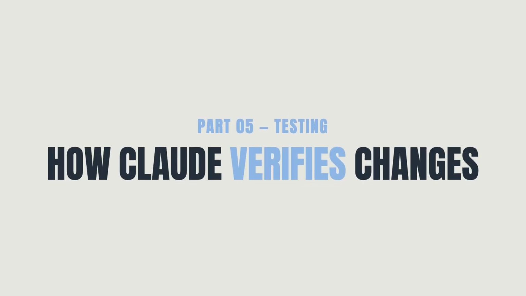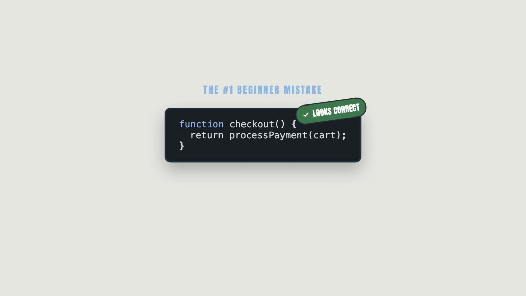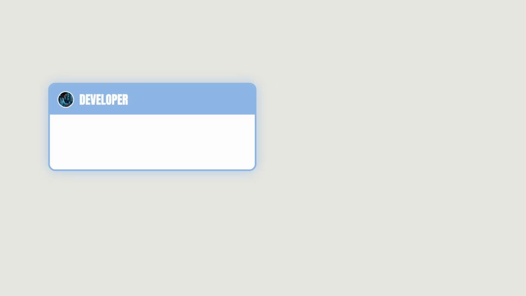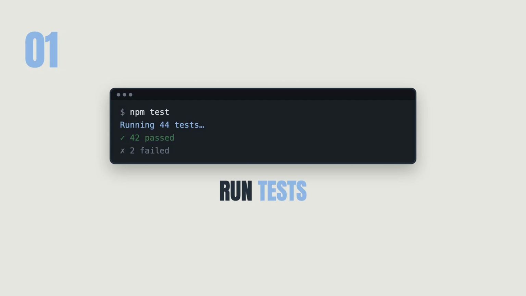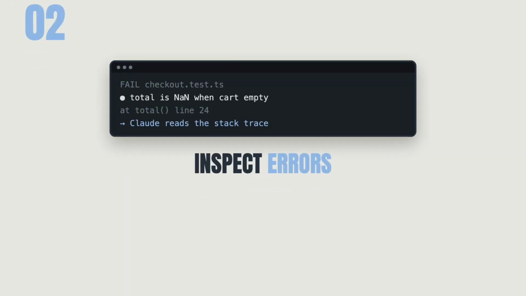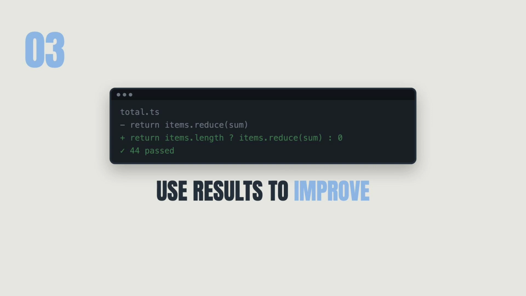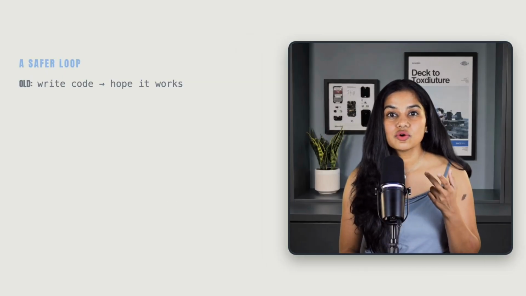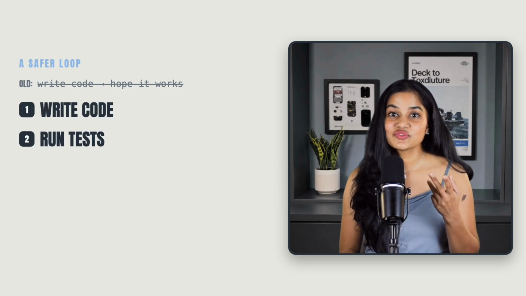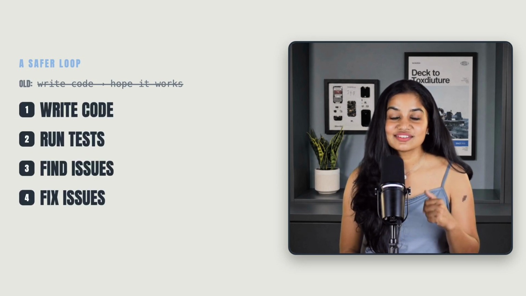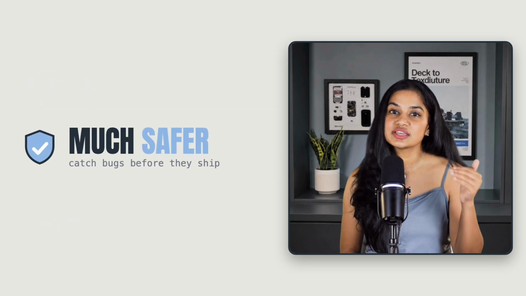Part 5, Testing. How Claude verifies changes. One of the biggest mistakes beginners make is assuming that generated code is automatically correct. It's not. Good developers test their work, and good AI assisted workflows do the same thing. After making changes, Claude can run tests, inspect errors, and use the results to improve its implementation. So instead of this, write code, hope it works, you're moving towards this. Write code, run tests, find issues. Fix issues, run tests again. That's a much safer workflow.